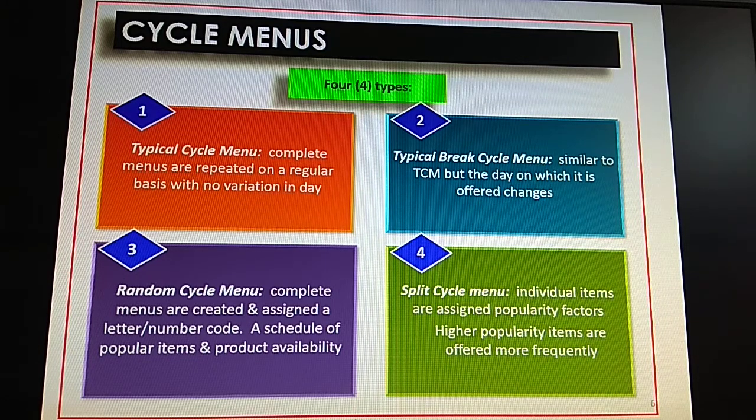And then we have split cycle menu. Individual items are assigned popularity factors. Higher popularity items are offered more frequently. This is much more clear cut, because in split cycle menu, basically they are assigned popularity factors, and the more popular the item is, the more frequently it is going to be offered.